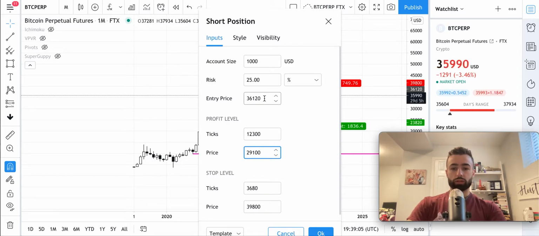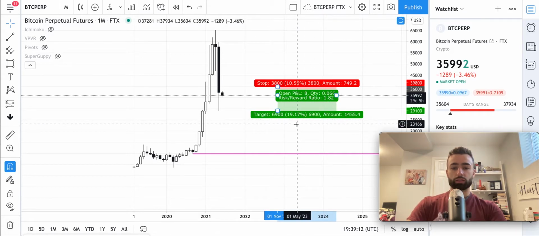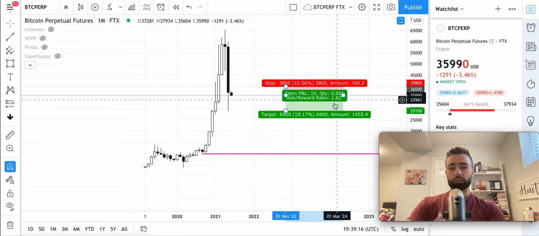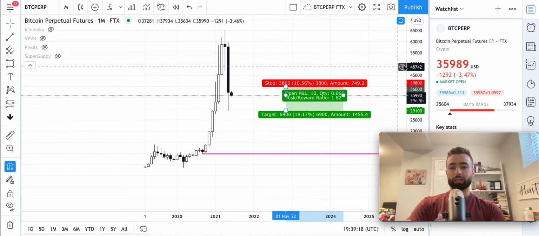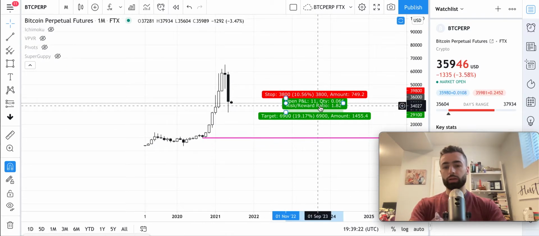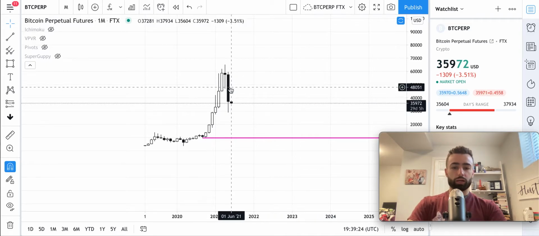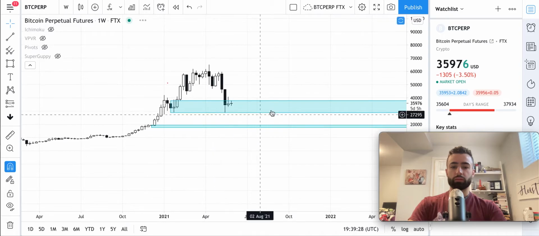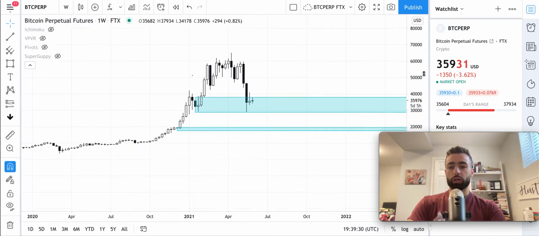Our entry, we're going to say 36,000 because we're right around the $36,000 range. So if we look at this, right now it's not a fantastic risk reward, but it's a 1.82 with a profit potential of about 19%. And it's a pretty likely trade in my opinion, because of this monthly candlestick, and then as we go down, every time frame, it just looks bearish.